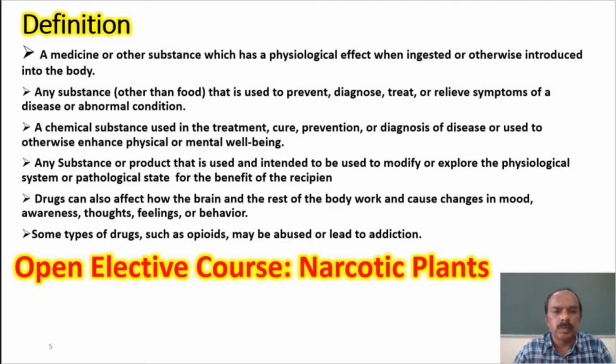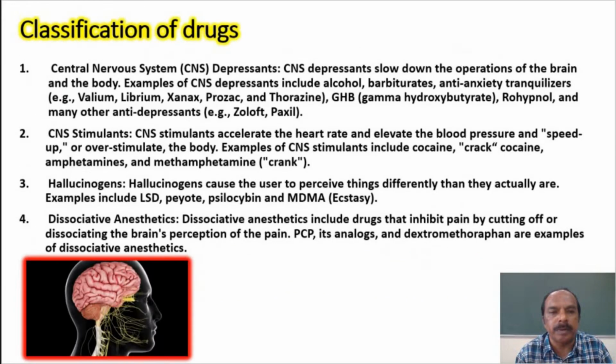There are some types of drugs such as opioids, heroin, opium. So there are a number of narcotic drugs which are abused, which are generally leading to addiction. And the main focus of this open elective course is to understand the narcotic plant from which the narcotic drugs are produced. There is a classification of drugs.